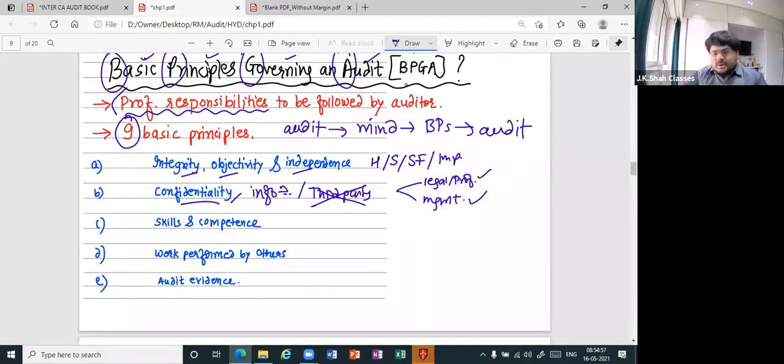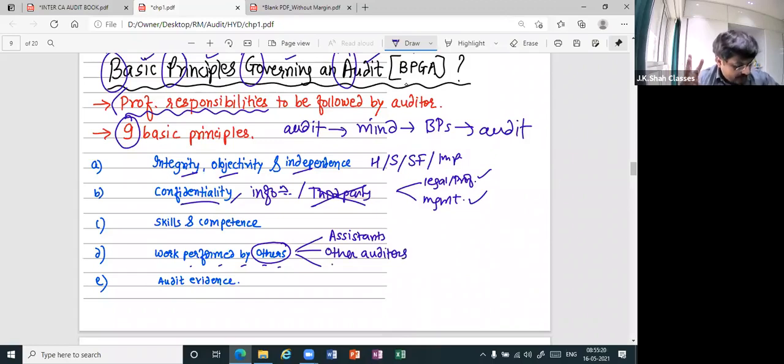Next that we have is skills and competence, but that I will explain after I explain work performed by others, because I will link it. So first, fourth, and then I link it to the third. Now, when I say others, it means three people. One, assistants. Two, other auditors. And three, experts. Repeating, assistants, other auditors, experts. Now it is work performed by others. Who is using the work? Auditor. So auditor is using the work performed by others. Others mean three: assistants, other auditors, and experts.